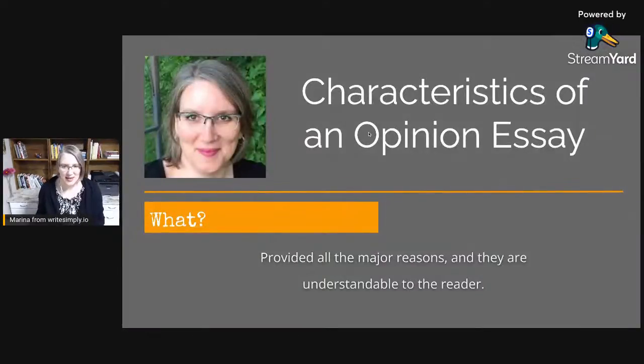All right. So characteristics of an opinion essay. One of the things that we'll do is provide all the major reasons, and those reasons need to be understandable to the reader. We want to connect with the reader, and one way to do that is to get in the reader's head and think, what are the major reasons that people would agree or disagree with this topic? And we want to address those in our essay.